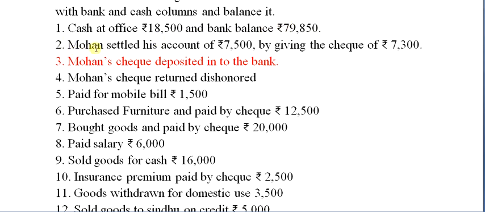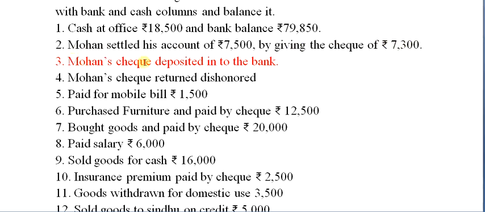Serial number 2, Mohan settled his account of rupees 7,500 by giving the check of rupees 7,300. So we need to receive how much? 7,500, but the actual amount we have received is how much? 7,300. That means 200 rupees is the difference amount, that is the discount amount. So by giving the check of rupees 7,300, we are receiving only 7,300.